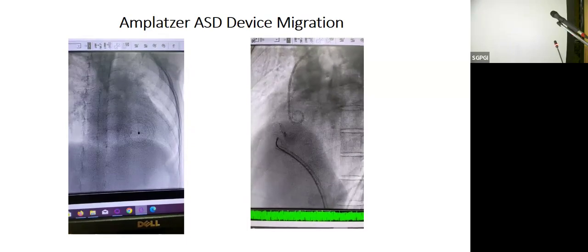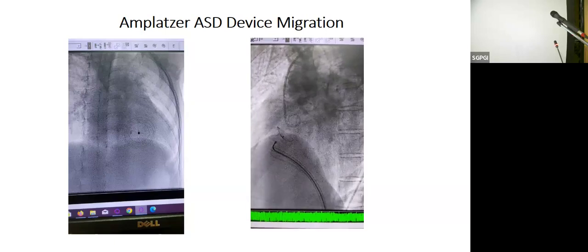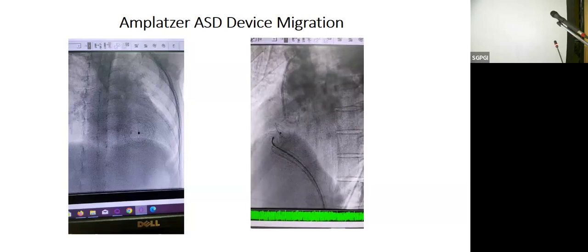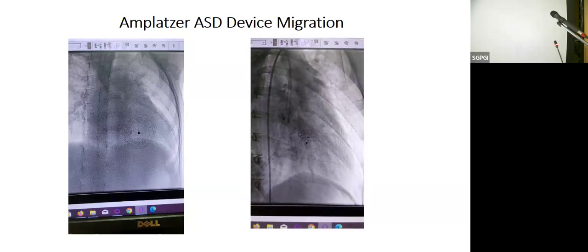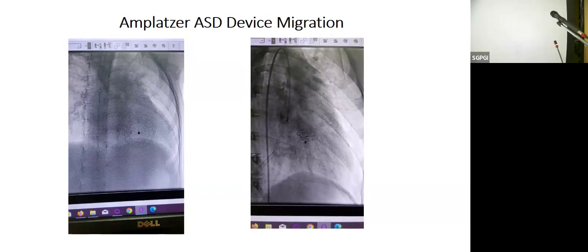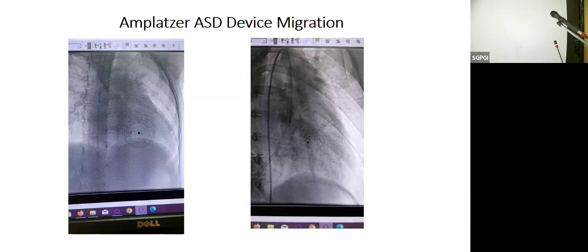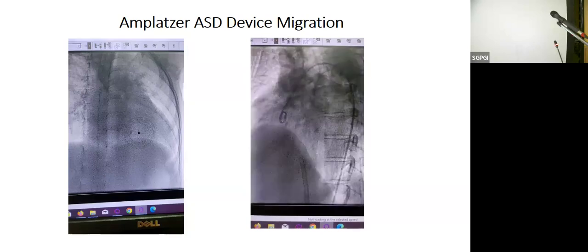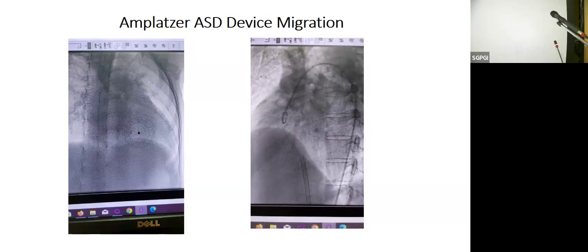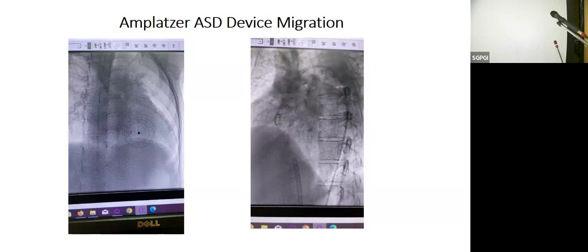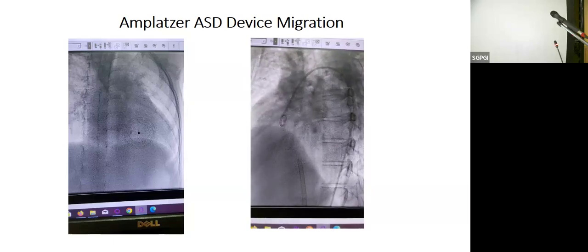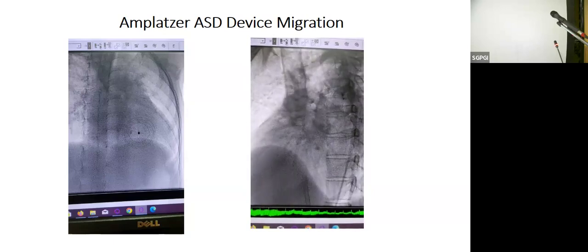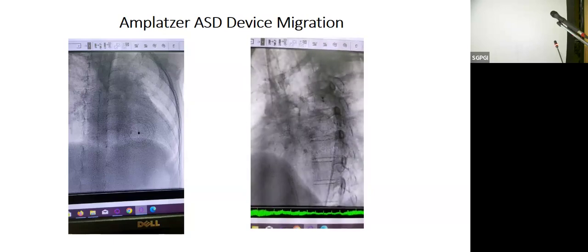Similarly here, the device is not deployed yet. Here is the device, the same Amplatzer device. Now it is deployed into its correct position. And now it is migrated into the pulmonary artery. It's here. Sorry for the bad visuals. So here it has migrated into the pulmonary artery.